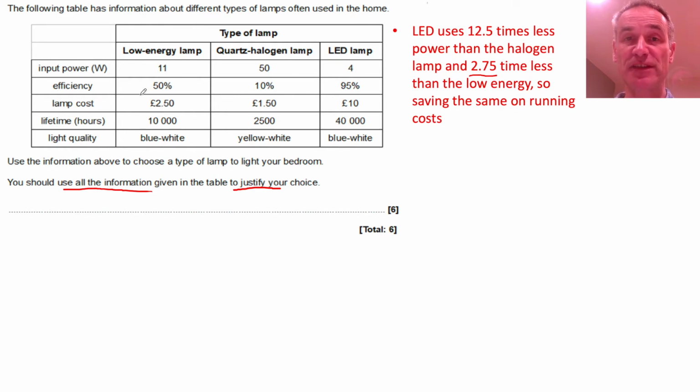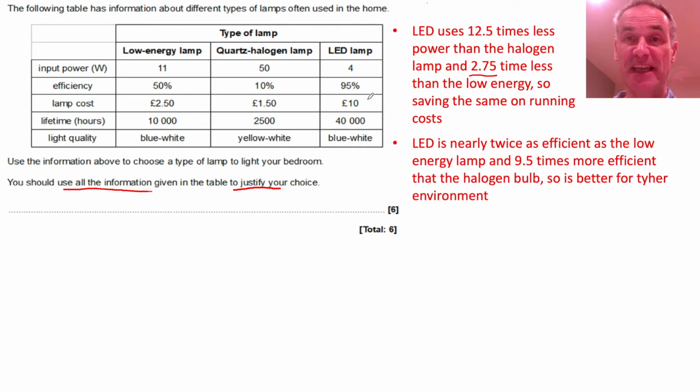So let's look at efficiency. So if we look at efficiency, I can see that the LED is nearly twice as efficient as the low energy bulb. And if I do 95 divided by 10, it's 9.5 times more efficient than the halogen bulb, so is better for the environment.